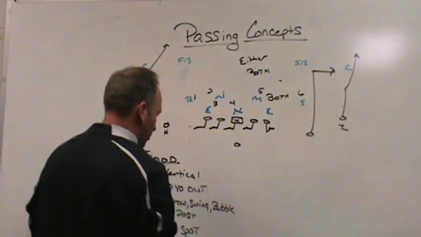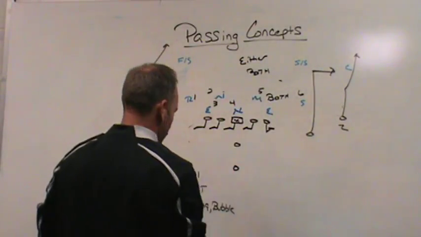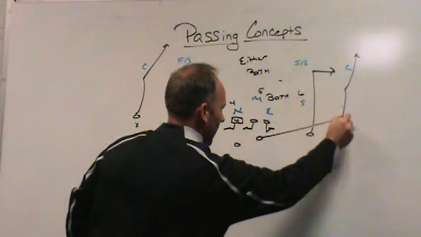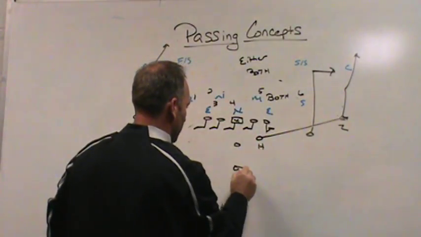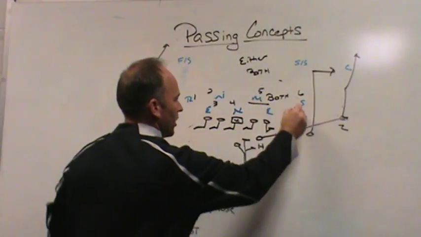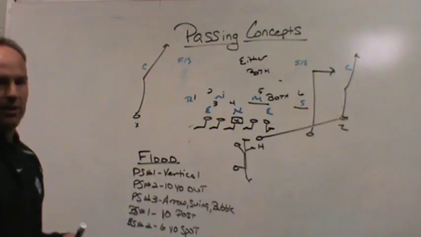All right, I like to go 2-back. And what I like to do is I like to put the H-back in the flat on the arrow, and I like to put the tailback, play action pass, double read here to here, so now that if one of them come, I can pick it up.